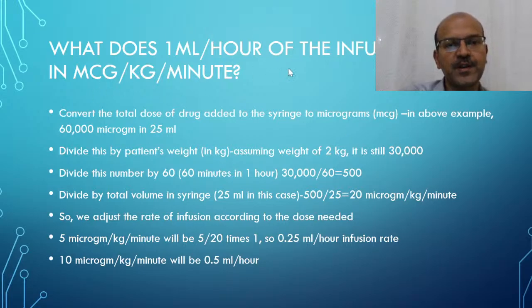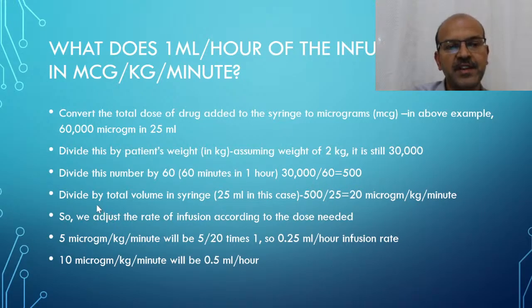So a simple way to approach this, you convert the total dose of the drug added to the syringe to microgram. In the example I gave you of 2400 microgram per ml, it's 60,000 microgram in 25 ml. You divide this 60,000 by the patient's weight. Assume we have a weight of 2 kilograms, it's 30,000. And divide this number by 60, which is the number of minutes in 1 hour, so you are getting it per minute. So 30,000 divided by 60 is 500.